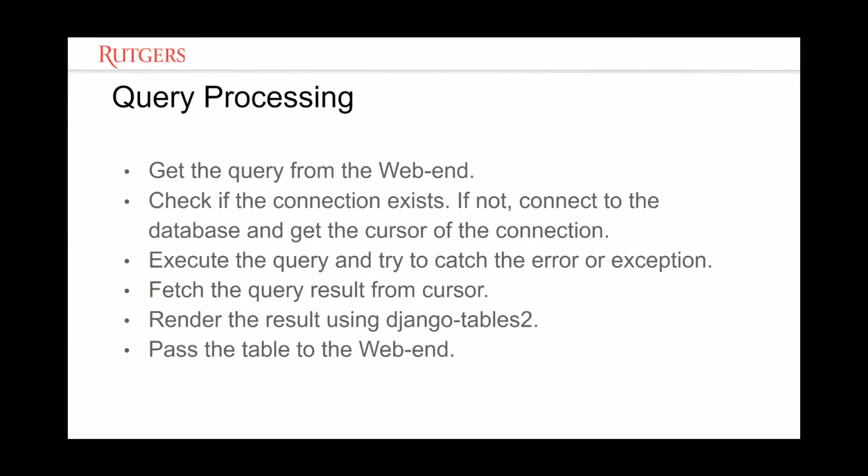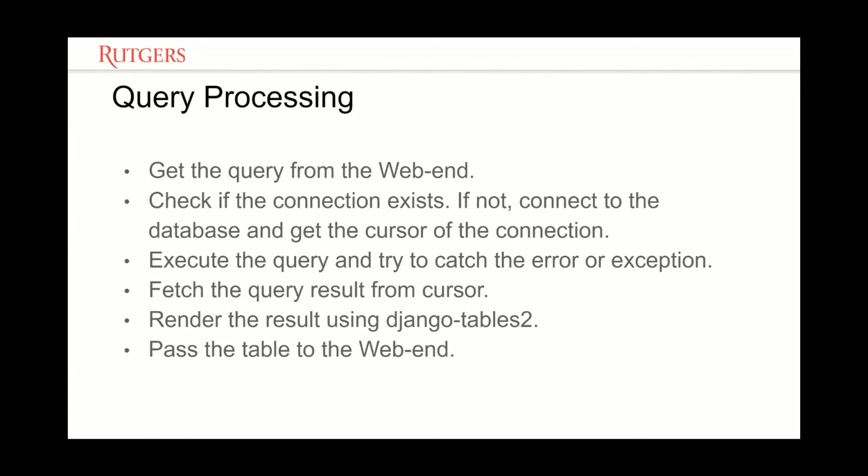Next, I'll explain how to process the query and get the result after we connect to the database management system. When the user inputs the query and clicks the submit button, we get the query from the web end, and then we check if the connection exists. If it exists, there's no need to build the connection again. That can save us a lot of time and improve the efficiency a lot. If it does not exist, we connect to the database and get the cursor of the connection. And then we execute the query and try to catch any error or exception.